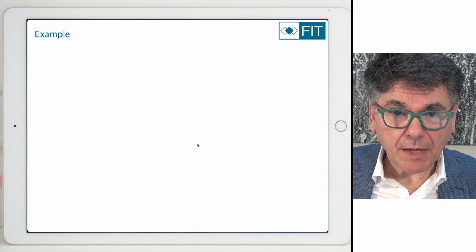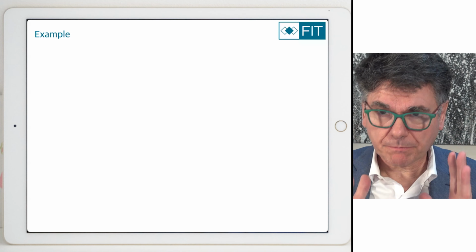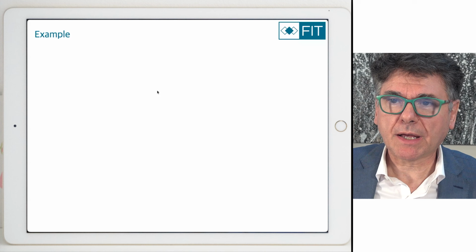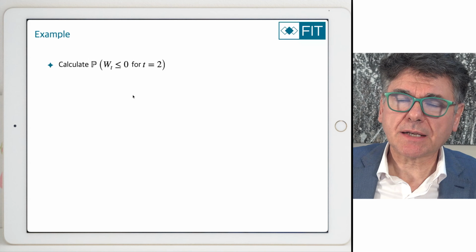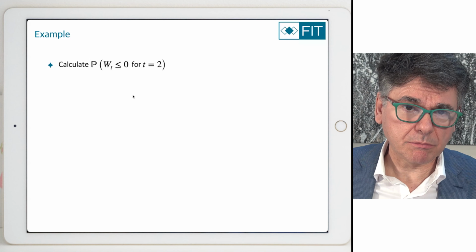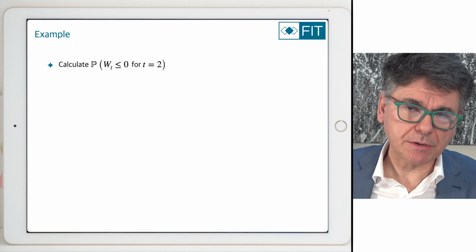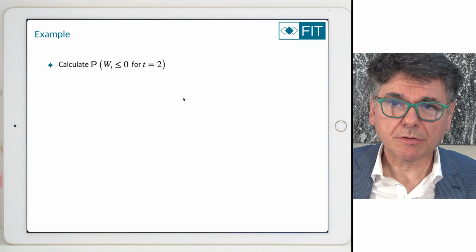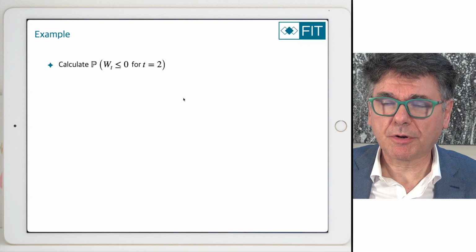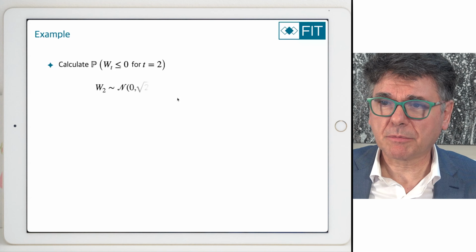Okay, so now I'm going to do some examples, mostly to fix the ideas that we have here. I have, for example, this exercise. I'm just going to go through this quickly. You can do them more slowly on your own. I'll have all of these notes uploaded to the website, so people who are watching the videos can do this on their own. So what's the probability that my Brownian motion is negative at time 2?